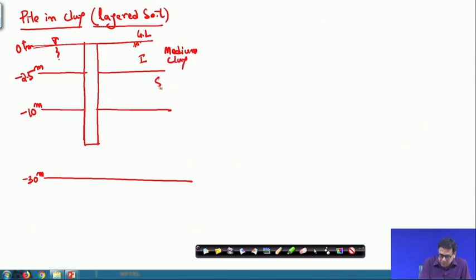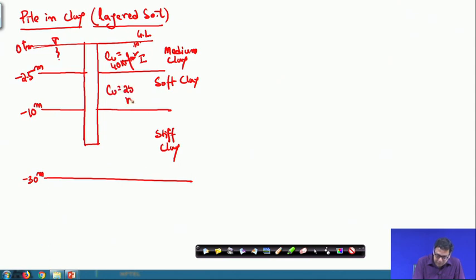Okay, so this clay is a medium clay. This clay is a soft clay and this clay is 100 kilonewton per meter square, that means it is stiff clay. So, the Cu value for this clay is 40 kilonewton per meter square, the Cu value for this clay is 25 kilonewton per meter square, and the Cu value for this clay is 100 kilonewton per meter square.